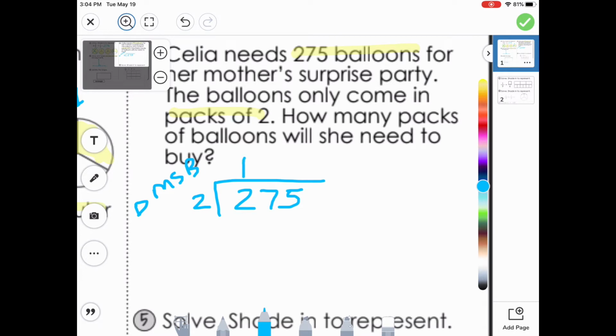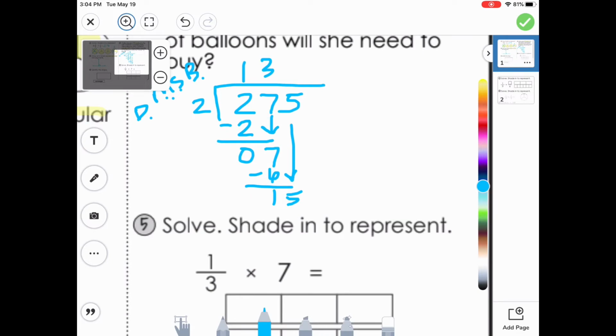So I'm going to divide 275 by 2. Remember, long division, D, M, S, B. 2 goes into 2 one time. I multiply 1 times 2 is 2. I subtract 2 minus 2 is 0. I bring down the next number. Then I divide again. 2 goes into 7 3 times. I multiply 3 times 2 is 6. I subtract 7 minus 6 is 1. I bring down the 5. Then I divide again. 2 goes into 15 7 times. Multiply 7 times 2 is 14. I subtract 15 minus 14 is 1. I have nothing left to bring down, so this 1 becomes my remainder.